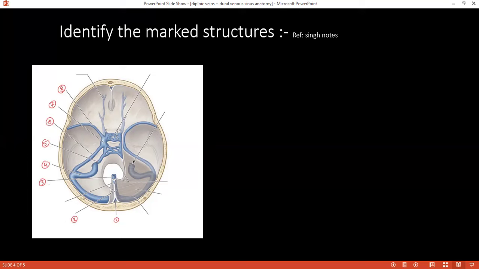Can you tell me how the circle of Willis is formed? Okay, we have the internal carotid artery and vertebral artery together forming the circle of Willis. We have the posterior cerebral artery from the vertebral circulation connecting with the posterior communicating artery of the internal carotid, and also we have the internal carotid artery itself, and we have the anterior cerebral artery, and between them we have the anterior communicating artery, on both sides forming the circle of Willis.